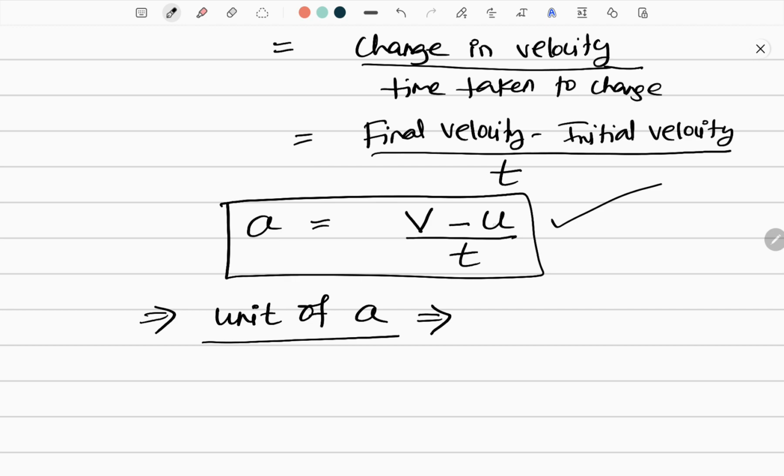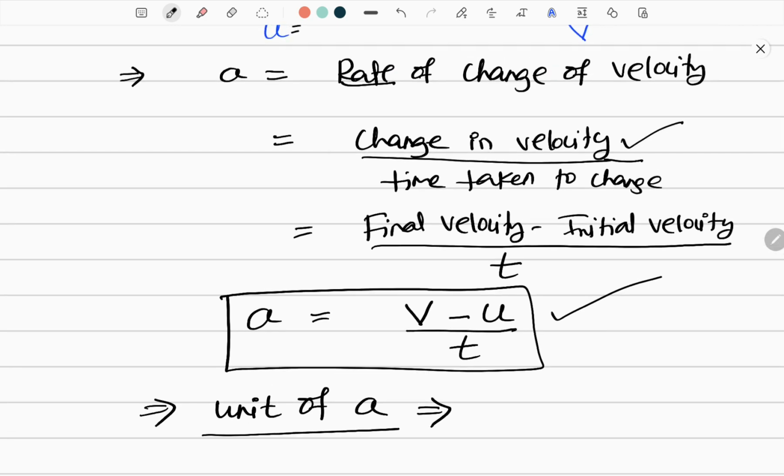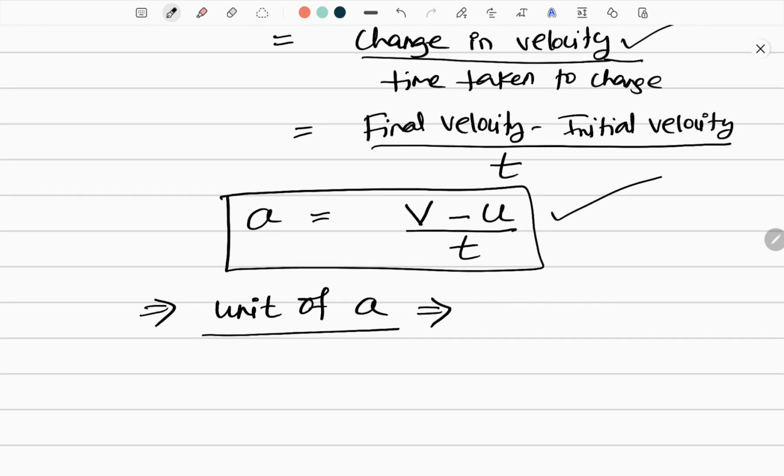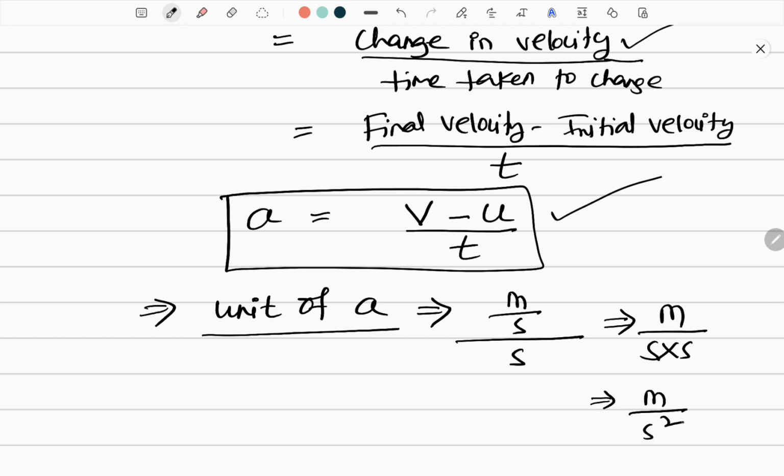Velocity minus velocity means we'll get velocity only, I mean change in velocity. 10 meter per second minus 2 meter per second is 8 meter per second. The unit of this is meter per second only, then divided by time, which means second. Meter per second, per second. Actually these are the fundamental units, and afterwards this second comes down, and meter per second into second, it becomes meter per second square.